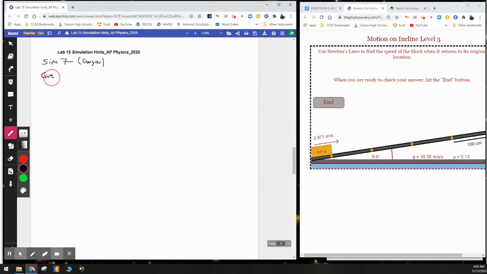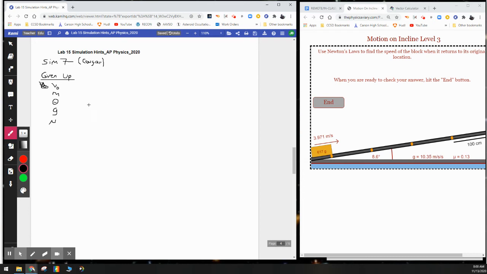So we are given the initial velocity up the ramp. I'm going to call this the given going up the ramp. We have the initial velocity, and we know the mass, and we're given the angle theta. We also know g of the planet, and we're also given mu. So all this information is going up the ramp.